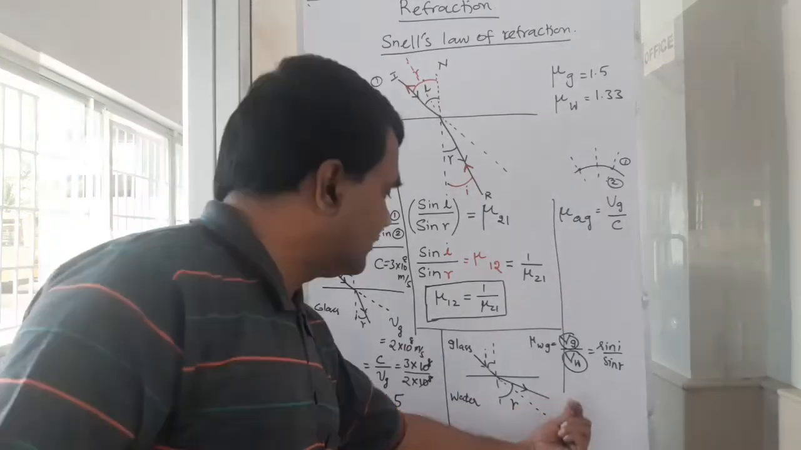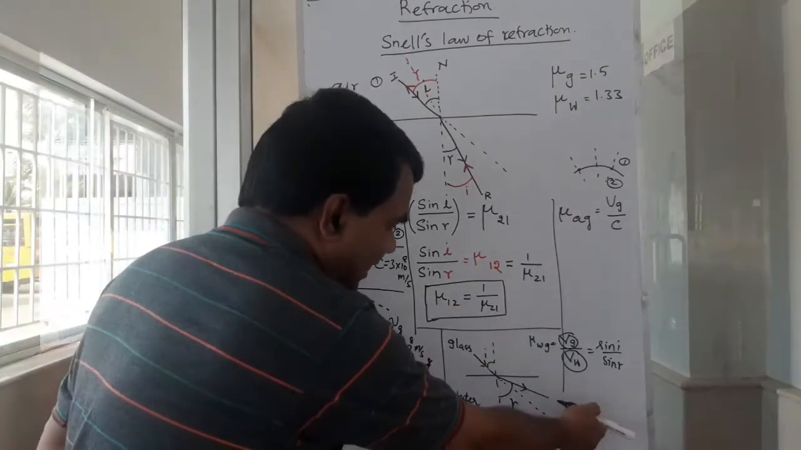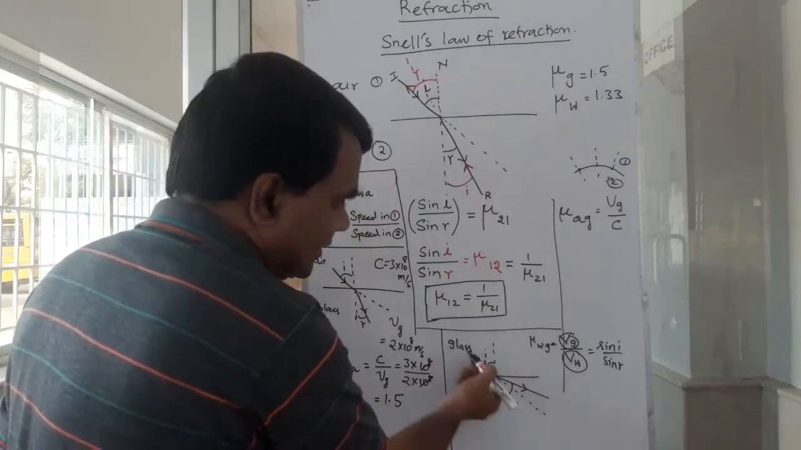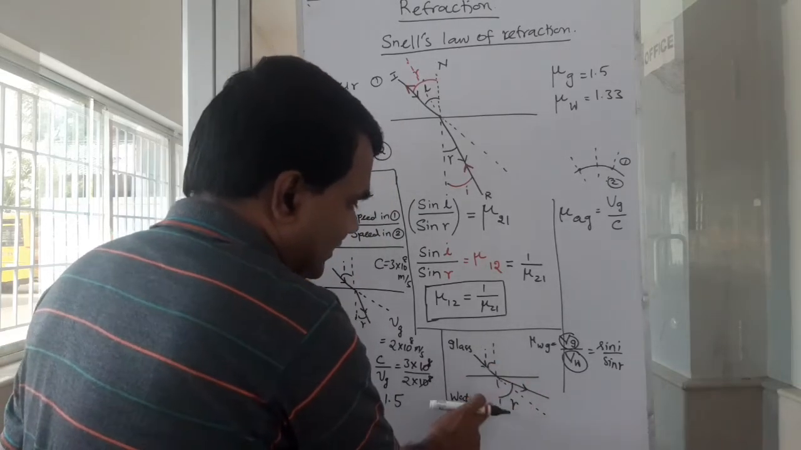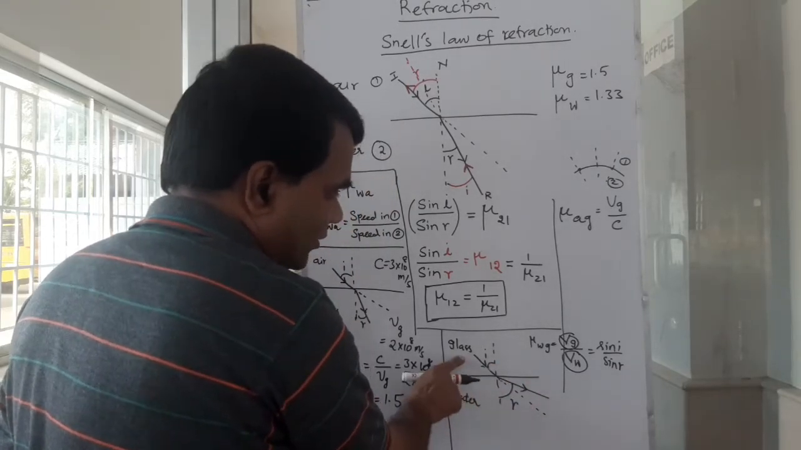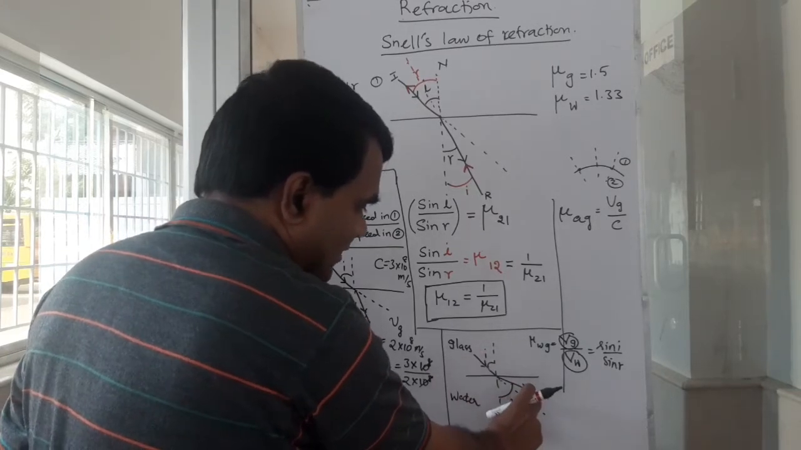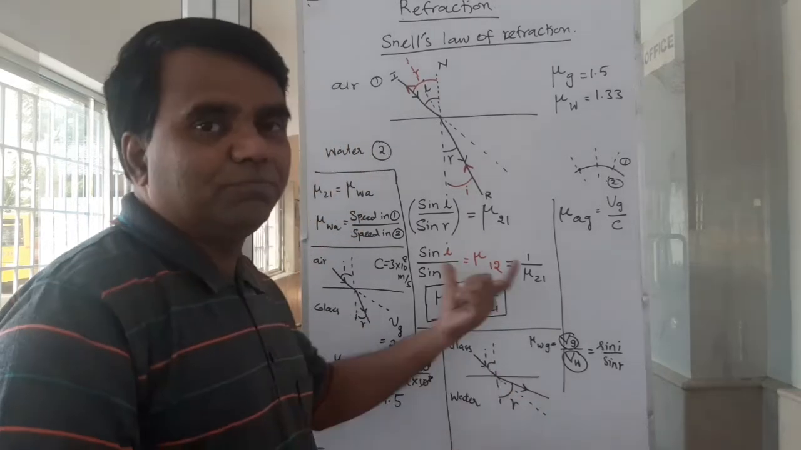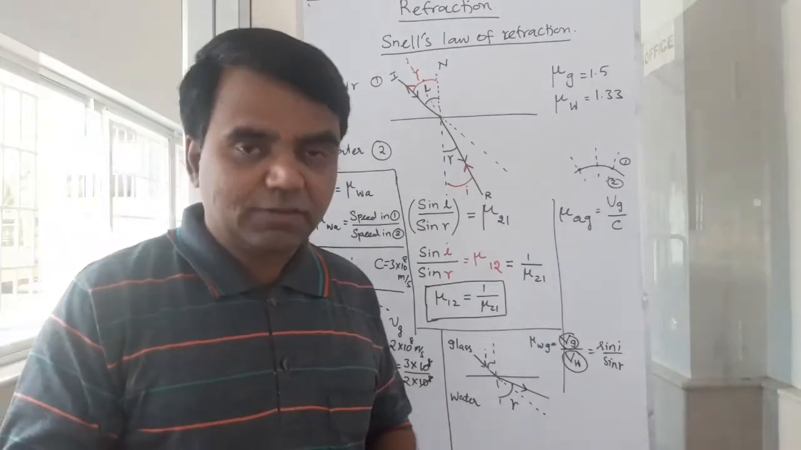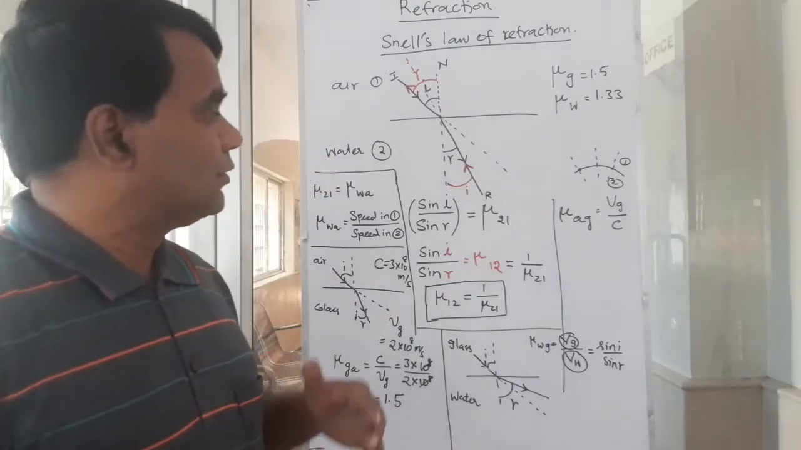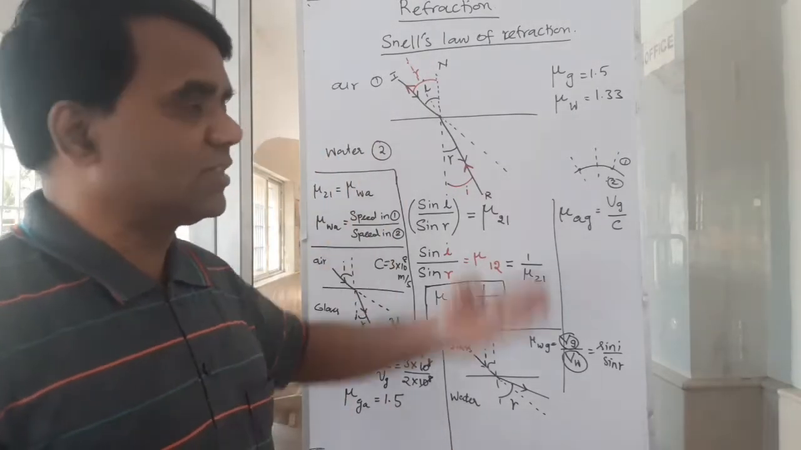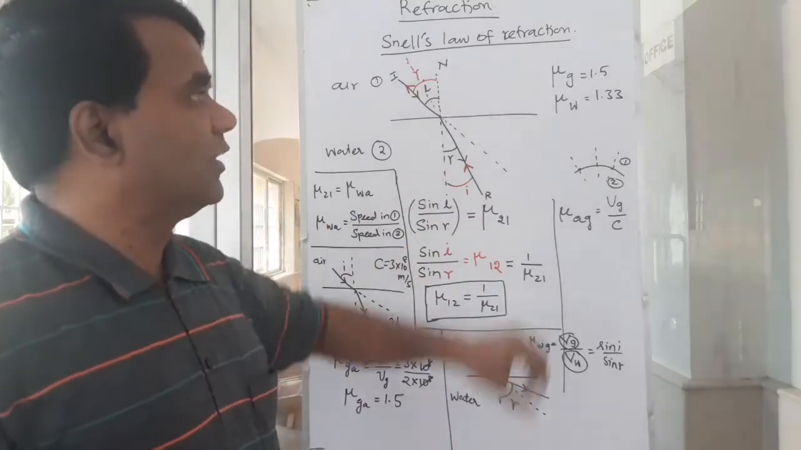As I told you, if we reverse the direction, if we send light from water to glass, then clearly this is faster, this is slower. So now this will become sin i, this will become sin r. So greater angle, smaller angle. So that's what it will be. Okay. So hope you understand what refractive index is.